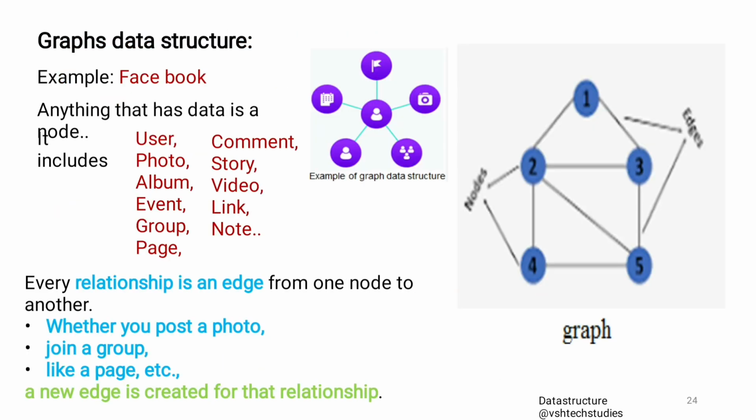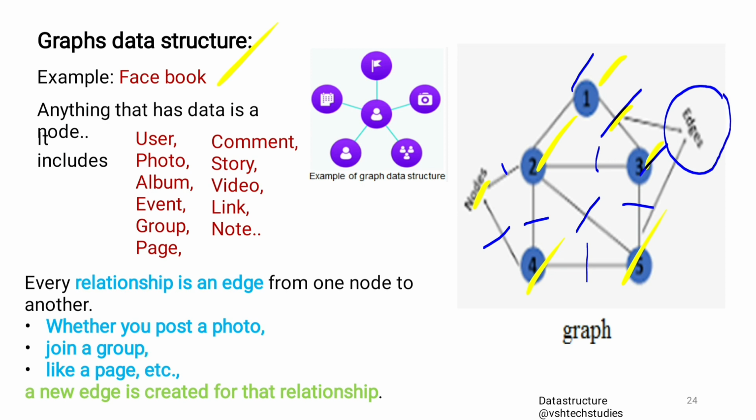Okay. Next, graph data structure. So for graph data structure, best example is Facebook. Then what is graph? Graph will be having nodes. So these nodes, actually they are data values. The relationship between data values, this node and this node, what is the relation between those two data? Likewise, the relationships between different data, they are indicated by the edges.